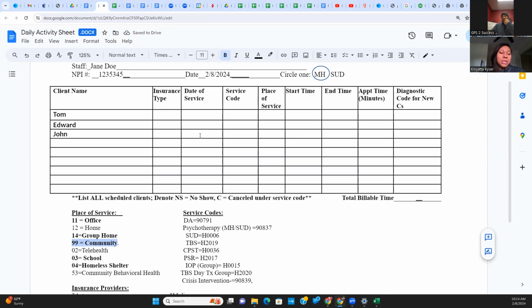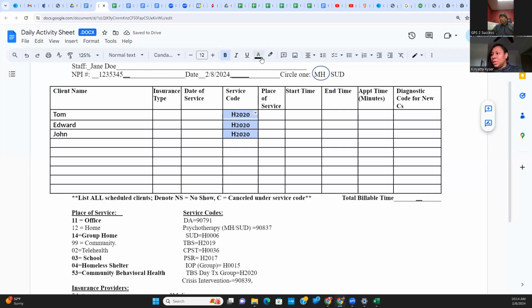No, not community. For community behavioral health, it has to be 53. You can't use 99. That's the only service you can't do that way, because community could be anywhere. It's too vague for them. So they want it to be either the 11, 14, 3, 4, or 53 for H2020.